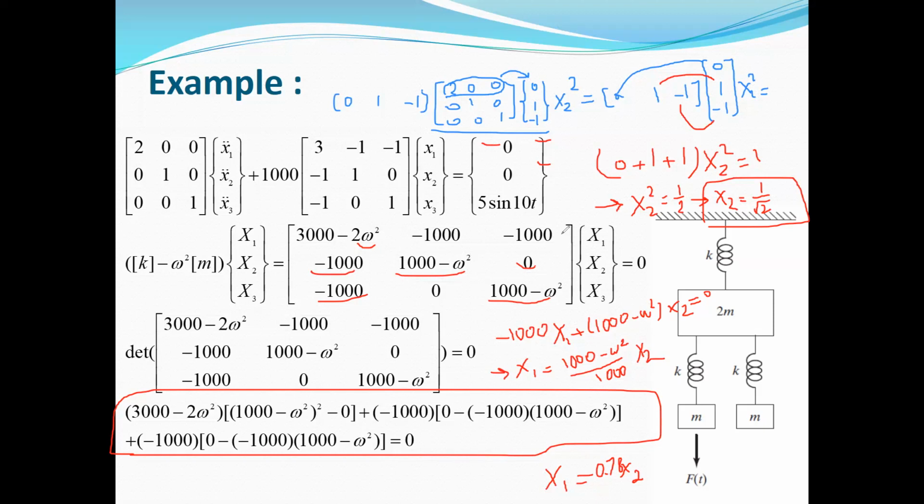For the second mode shape, you should substitute omega is equal to omega 2. And for the third one, you should substitute omega is equal to omega 3, where omega 1 to omega 3 can be obtained from this equation. And once you obtain the mode shapes, you can substitute into this equation to obtain the amplitudes.